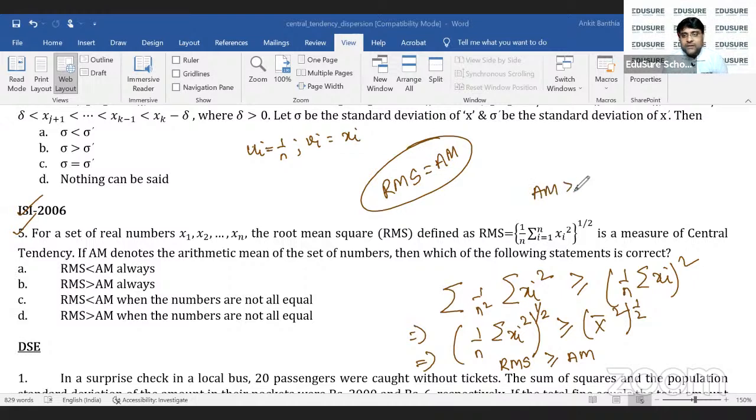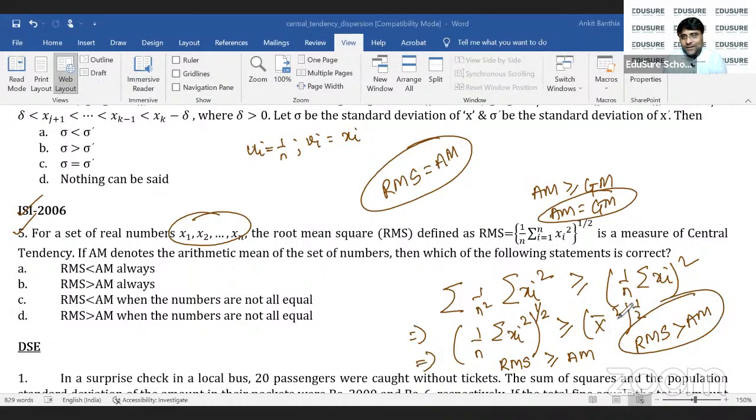Arithmetic mean is greater than or equal to geometric mean. When does equality hold? Equality holds when all the values are the same, that is, x1 is equal to x2 is equal to x3 is equal to x4 is equal to dot dot dot xn. If all of them are the same, then they are equal. So RMS is always greater than or equal to the arithmetic mean. RMS is greater than the arithmetic mean when all the values are not equal. And that is the answer.